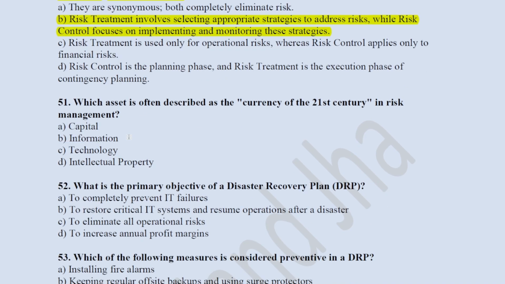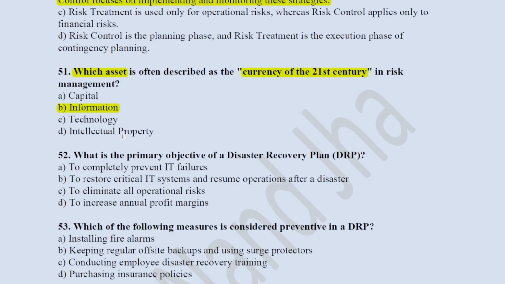Which asset is often described as the currency of the 21st century? A, capital. B, information. C, technology. D, IPR. So the answer should be B, information. It is the currency of the 21st century.